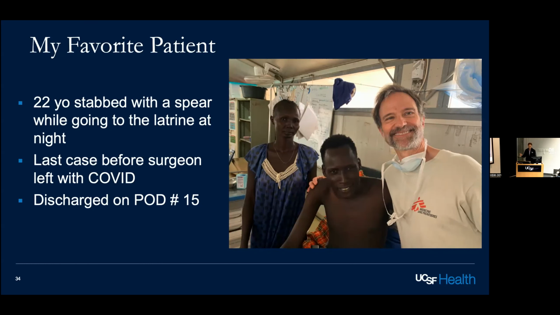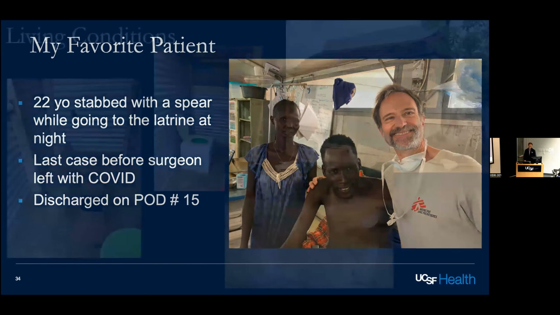I nursed this guy back to health on the ward. And this is the day he left, we were discharging him, and he gave me a big hug before he left. He was really grateful. Surprisingly, he did well. It was a little bit worrisome when the surgeon left. I had a guy who was stabbed in the chest, had to deal with that. A guy who was stabbed in the neck, and I had to deal with that. Both of them actually did well, but it's pretty basic.